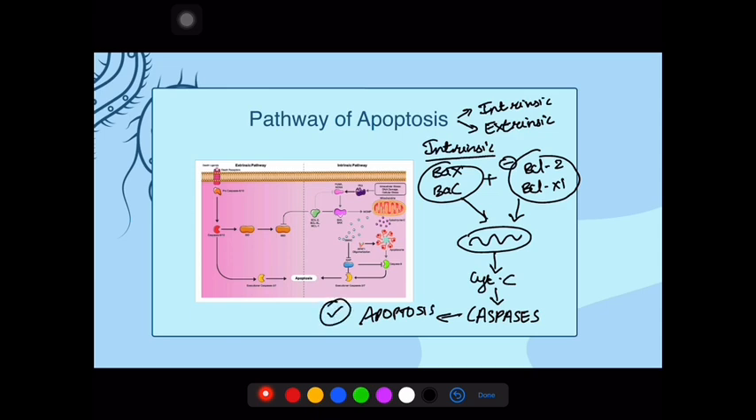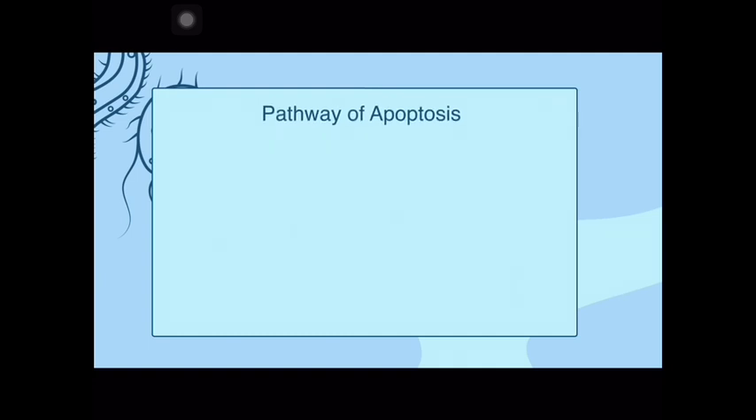And the negative side is BCL2 and BCLXL. When they act on the mitochondria, it will not stimulate the cytochrome C. So this is a negative feedback where the caspase will not get activated, and therefore the apoptosis will not happen. These are the two things that happen intrinsically, that is inside the cell. Next we are going to see the extrinsic pathway.